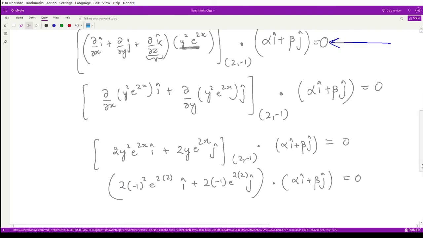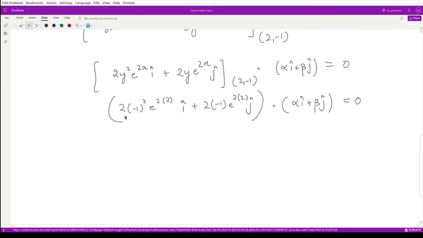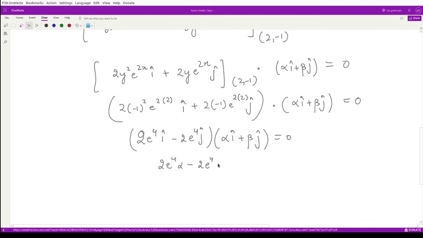Okay, so let us solve this. So we have 2e⁴ i cap minus 2e⁴ j cap, and you have to take the dot product with alpha i cap plus beta j cap. So when you take the dot product, you will obtain 2e⁴ alpha minus 2e⁴ beta. So this quantity is equal to 0.